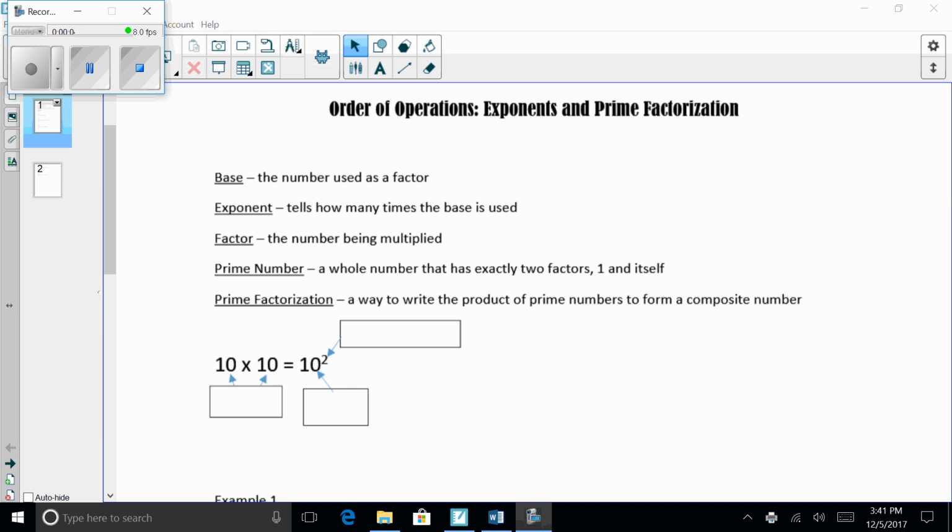Today your notes are going to be over order of operations, specifically pertaining to exponents and prime factorization. We're going to go over some vocab words first, and then we're going to jump right into it.